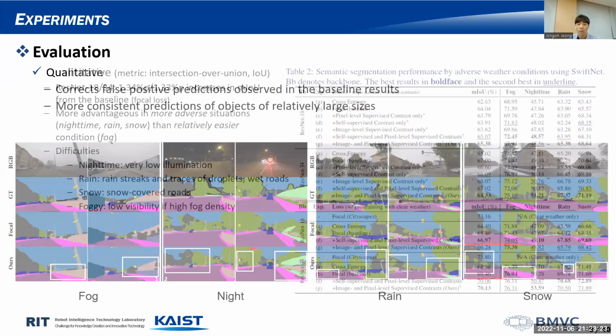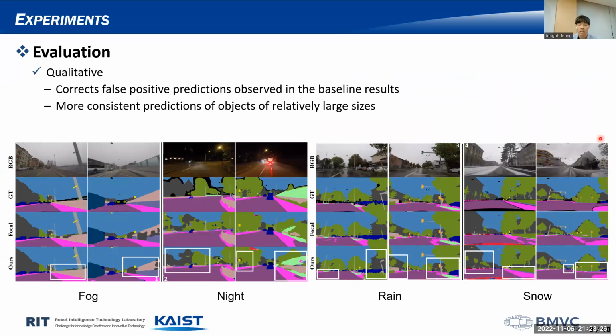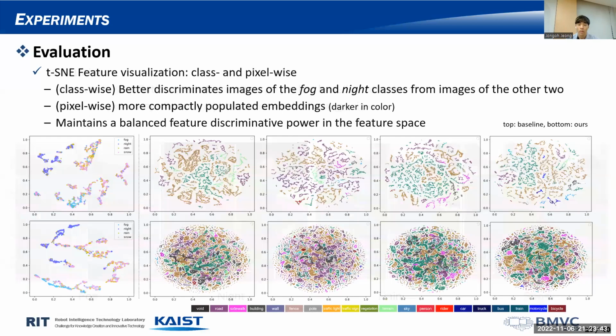From the qualitative perspective, we also noticed that our approach corrects false positive predictions observed from the baseline results, and also results in more consistent predictions of objects of relatively large sizes. For example, on the rightmost image, it recovers the road in full compared to the baseline. We also visualize the trained feature embeddings class-wise and pixel-wise. Compared to the baseline on top, our results on the bottom show more compactly populated features, which gives more discriminative power while balancing the class-wise and pixel-wise objectives.